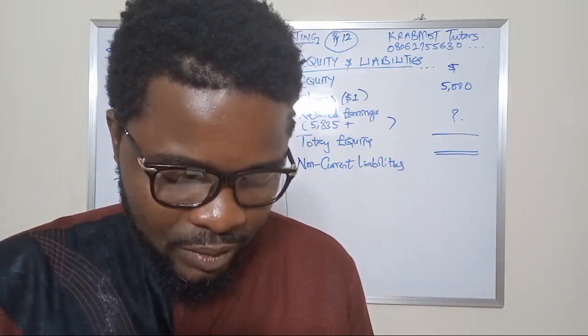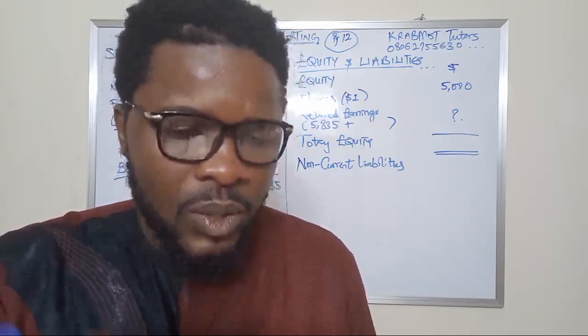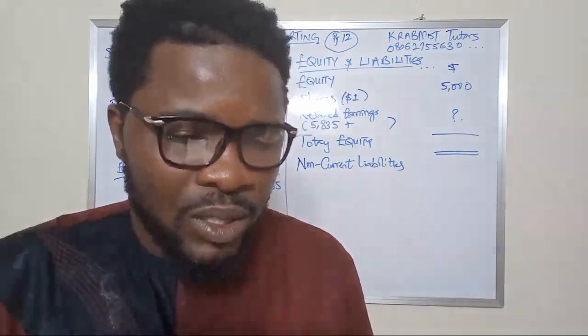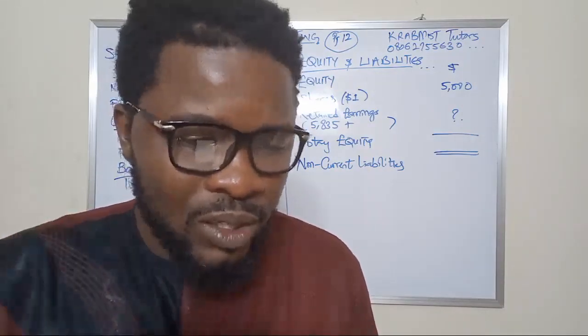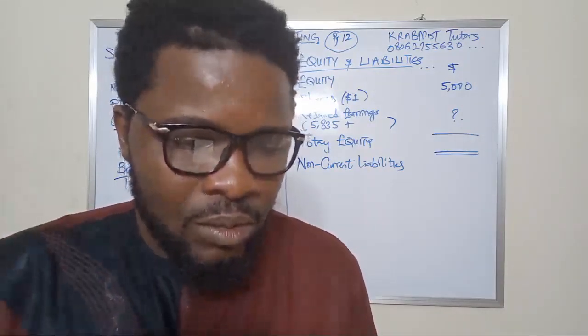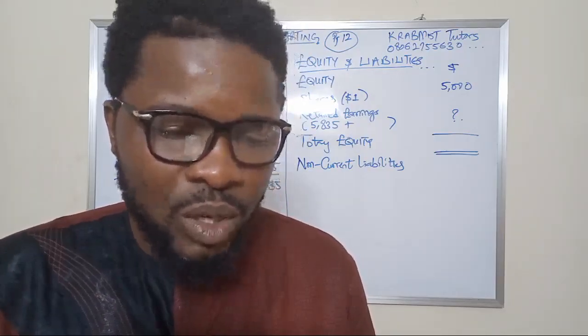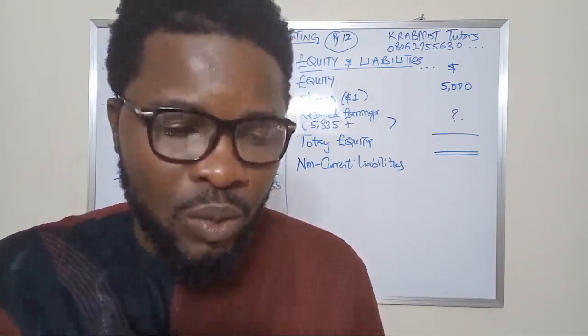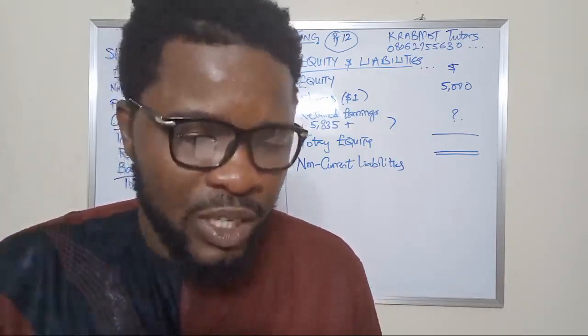Loan interest, that goes to profit and loss. Investment income, that goes to profit and loss. Tax, profit and loss. Receivables and payables. We have done for receivables, we have not done for payables. So don't tick the payables yet.